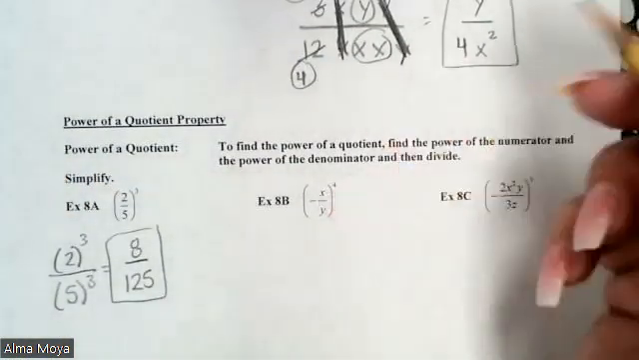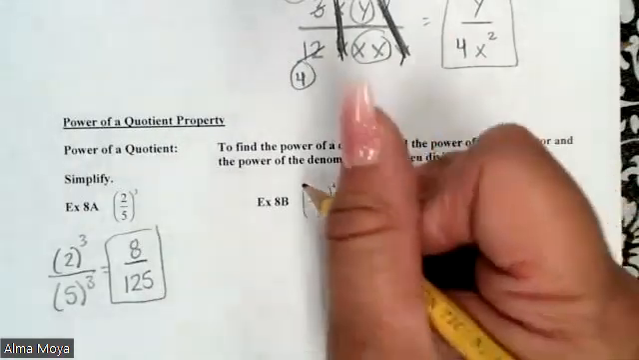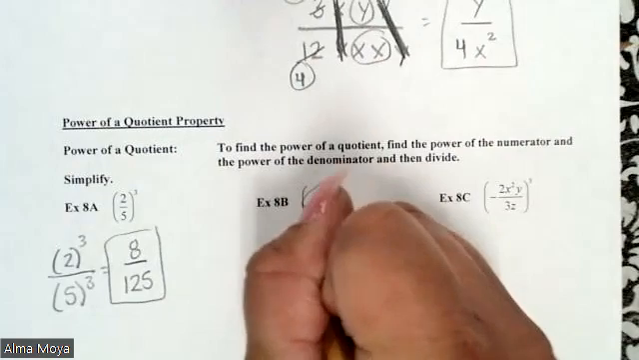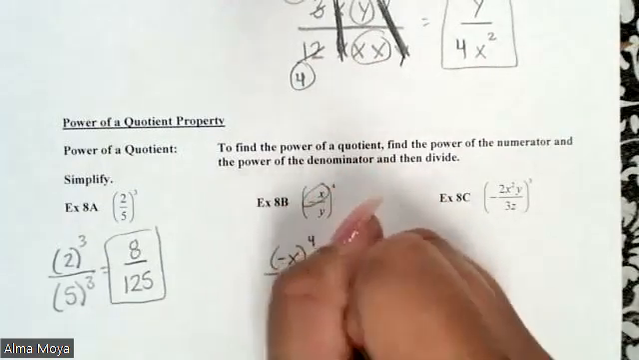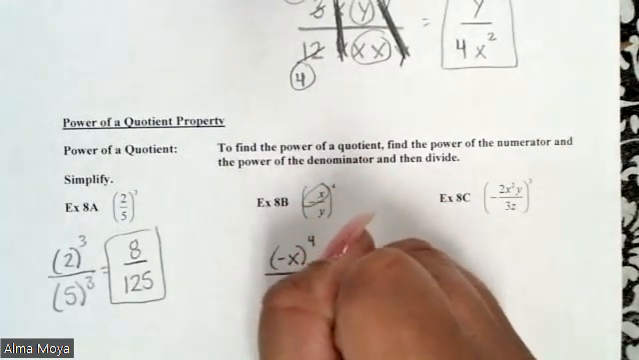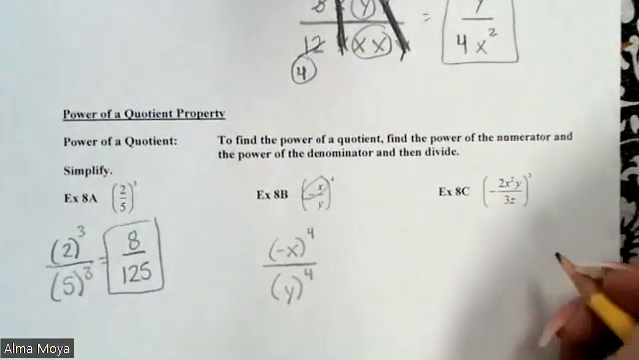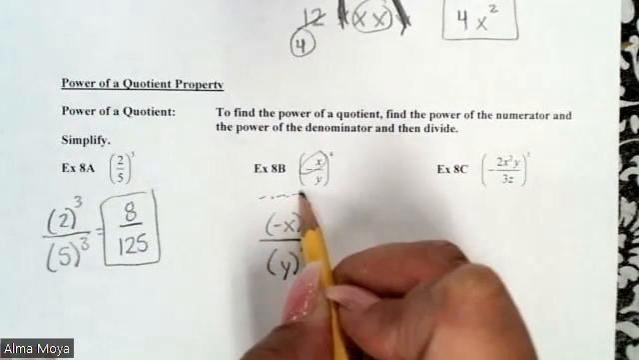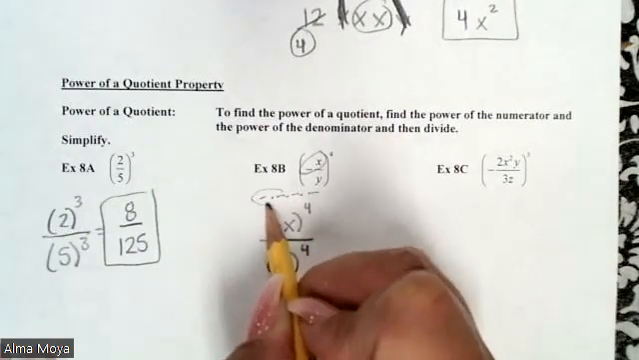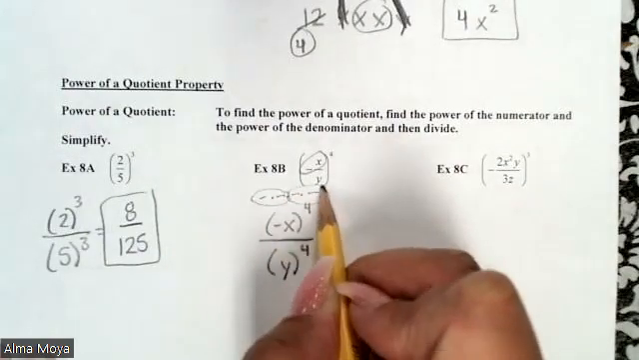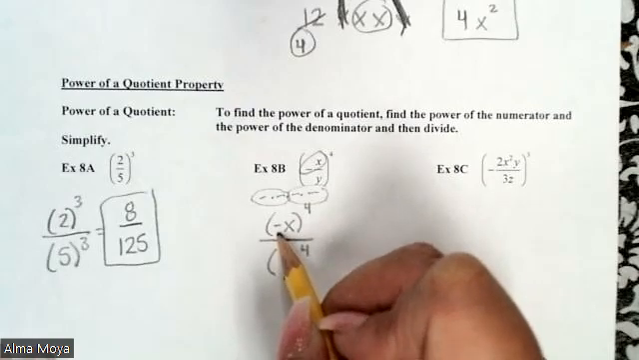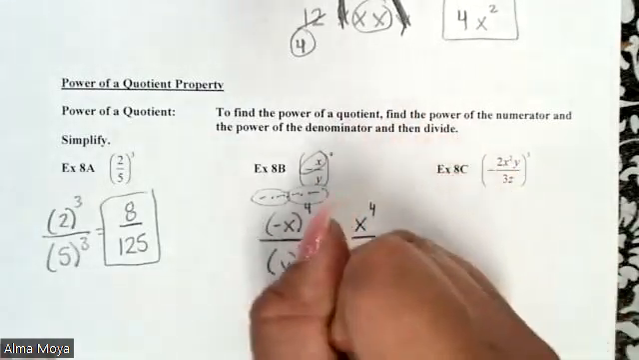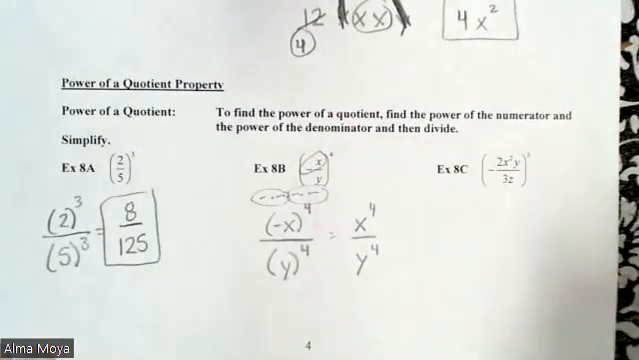On this one right here, I always throw the negative on the top. So this is going to be a negative x raised to the fourth power on the top. And then it's going to be a y raised to the fourth power on the bottom. Now think about it. On the top, you have a negative times a negative times a negative times a negative. Two negatives make a positive, two negatives make a positive. So this answer is going to be actually a positive x when it comes out. And then that's just y to the fourth power.